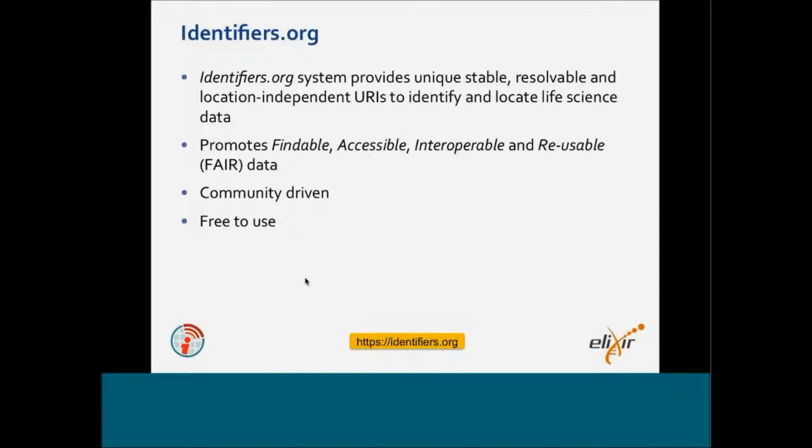So the Identifiers.org system provides a way to create and resolve compact identifiers. We also promote FAIR data, which stands for findable, accessible, interoperable, and reusable. It is also a community-driven project, which means all our data sets are requested by the users. We do spend some time collecting data as well, but mostly we add resources when we have a request from the community, and it is all free to use.